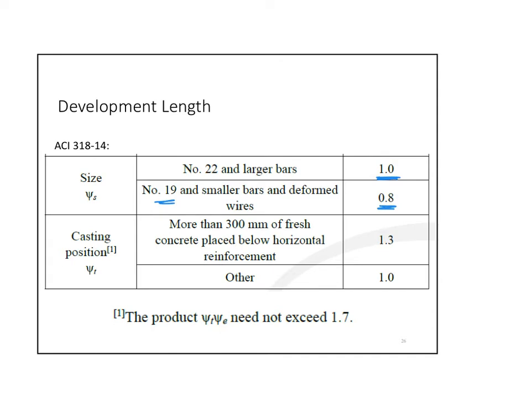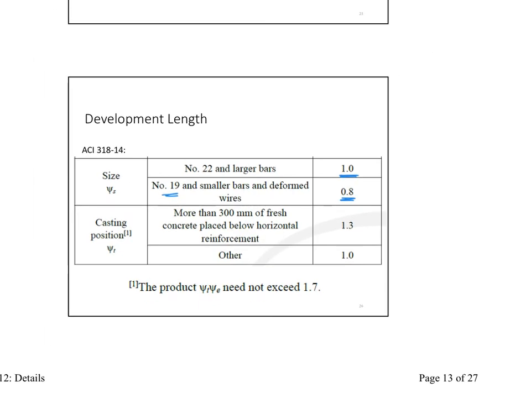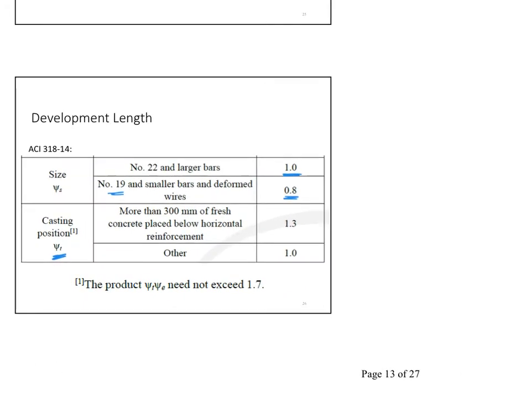Then it reduces the LD. And then the last one is the psi T, which has to do with the casting position. What does this say? It says that if you have more than 300 millimeters, this is 30 centimeters, of fresh concrete cast or placed below horizontal reinforcement, then you take the 1.3, otherwise you take it as 1. So for all vertical bars, it is 1.